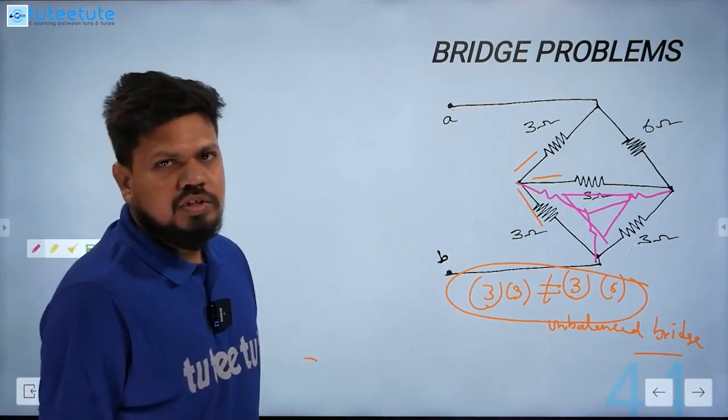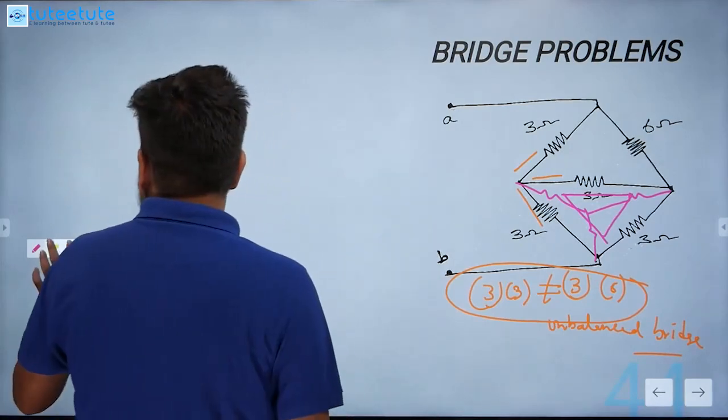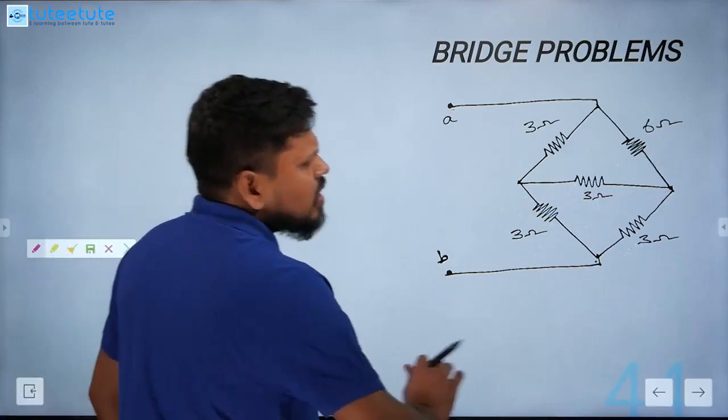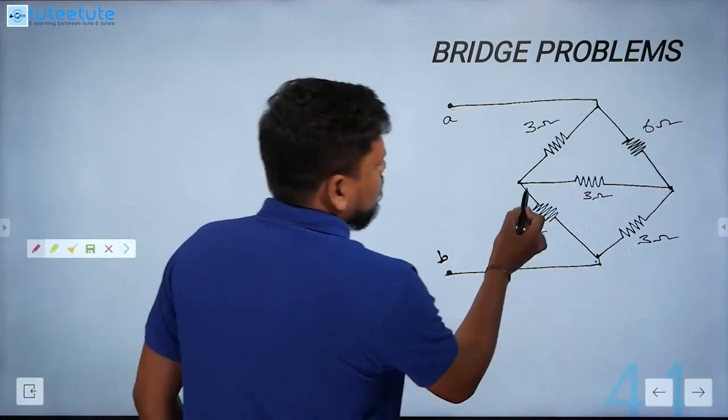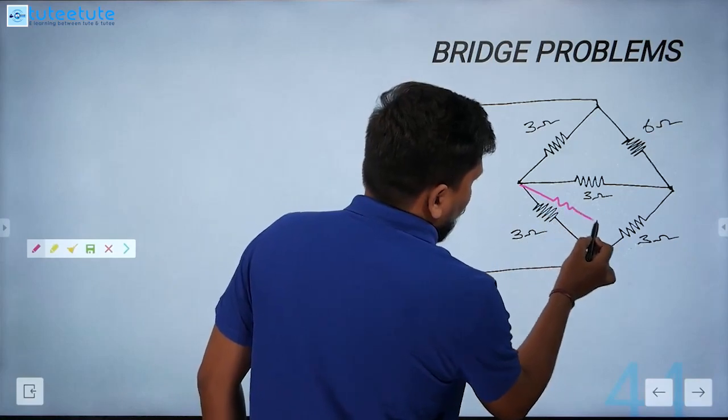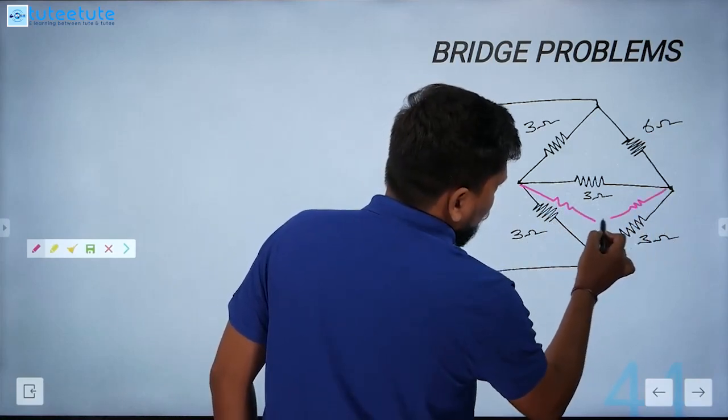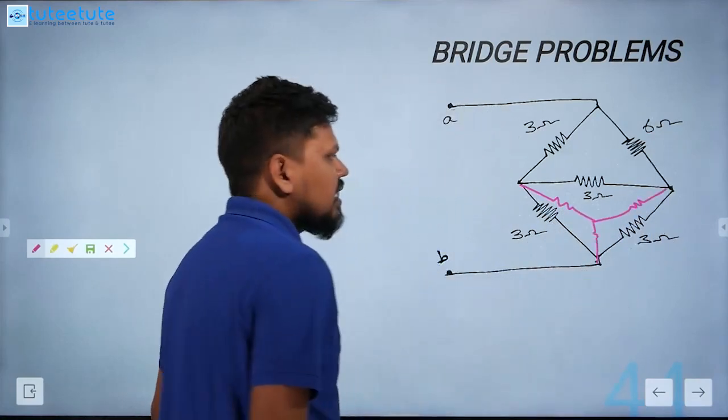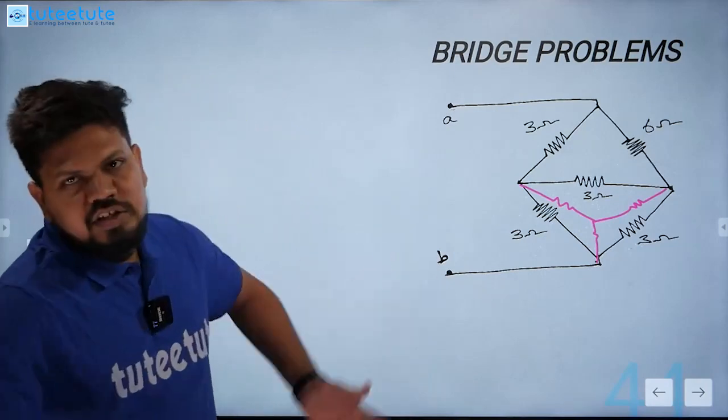I will do that in the next method, the second method. So let's solve this one. This is the unbalanced bridge we have, so I just want to convert this one. 3 ohms and 3 ohms are in delta. What are the values in star?